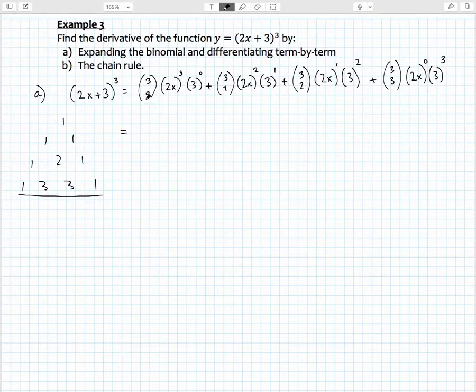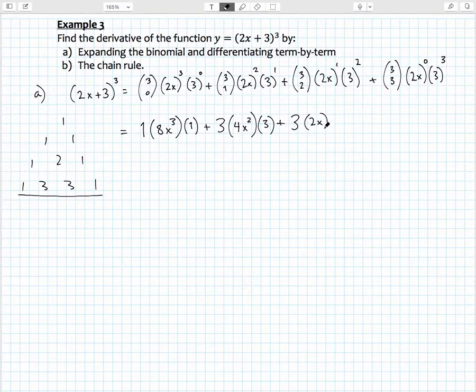So I know that this coefficient is going to be 1 times (2x) cubed. Remember, you have to cube the 2 and cube the x. So this is 8x cubed. And then 3 to the 0th power is 1, like anything to the 0th power. Plus three things taken 1 at a time. This corresponds to this one from Pascal's triangle, so that's 3 times 2 squared times x squared, that's 4x squared, times 3 to the first power, which is 3, plus, again, 3 here, from the triangle or your calculator, times 2x to the first power, which is just 2x, times 3 squared, which is 9, plus the last one is 1 times 2x to the 0th power, which is 1, and then times 3 cubed, which is 27.